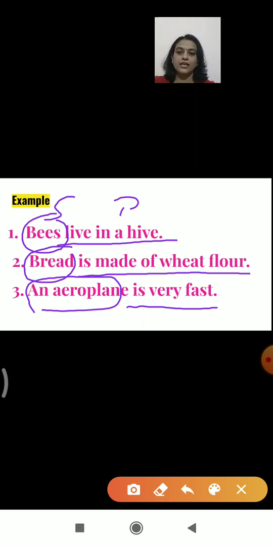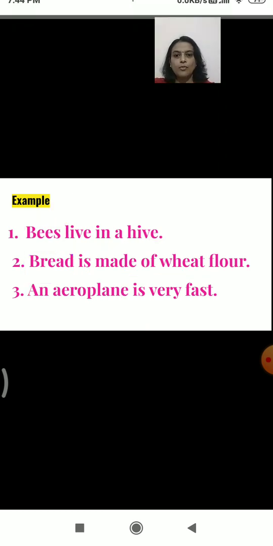So here we have seen three sentences. Bees live in a hive. Bees becomes the subject and the remaining part, including the verb, becomes the predicate. Bread is made of wheat flour. Here also bread is our subject and the remaining sentence is our predicate. An aeroplane is very fast. Same here, we are talking about an aeroplane, so it is the subject and the remaining portion along with the verb, is very fast, is the predicate. Followed? Okay. Now one more thing I would like to tell you.